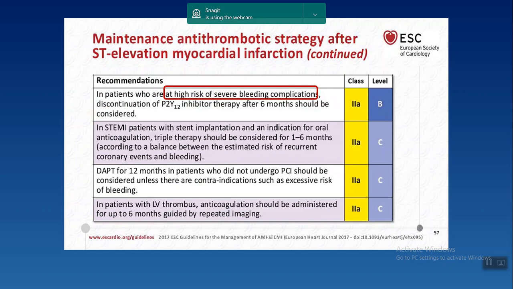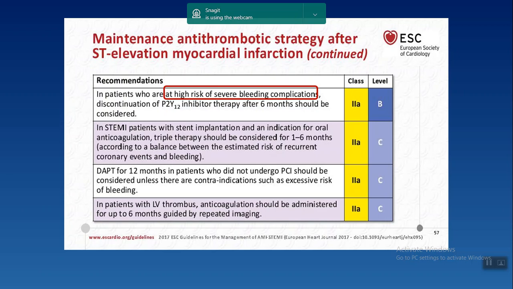In patients who are at high risk of severe bleeding complications, we can discontinue one of the antiplatelet therapies after 6 months, leaving the patient only on single antiplatelet therapy, that is usually the aspirin.